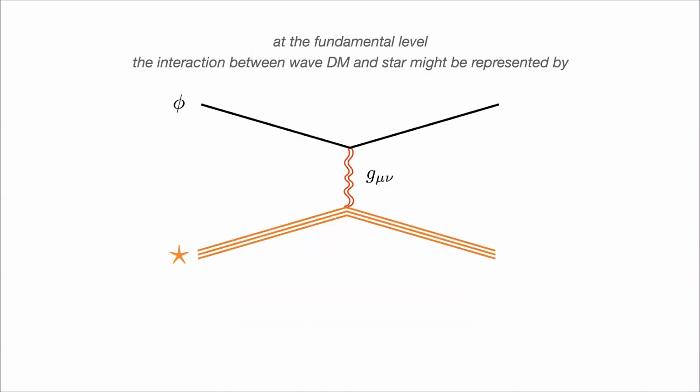So in order to understand the interaction between wave dark matter and the stellar object at the most fundamental level, we can just draw this kind of Feynman diagram. So I have this wave dark matter going in and out, and there's some compact object. It can be a star, it can be something else. And because we are only talking about gravitational interaction, there is only one mediator, which is G mu nu.